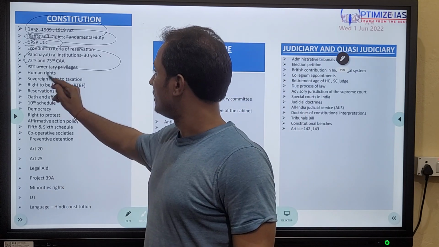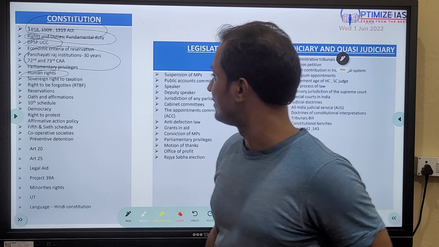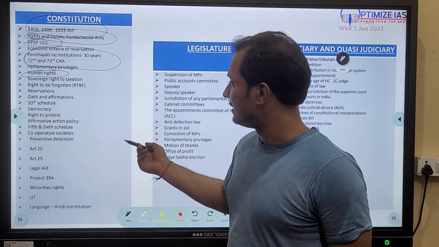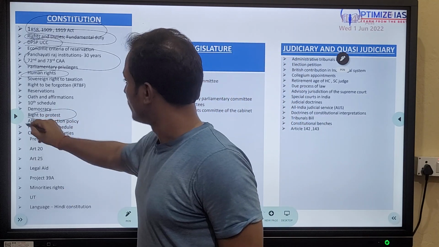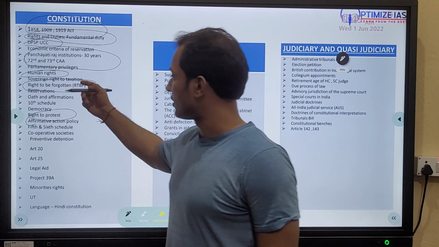Next we see human rights is very important. The various generations of human rights are very important, guys. Next we see there are a few rights, like the right to protest and the right to be forgotten, very important.